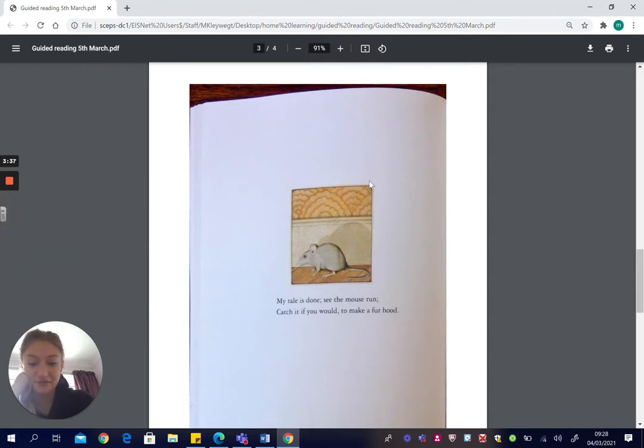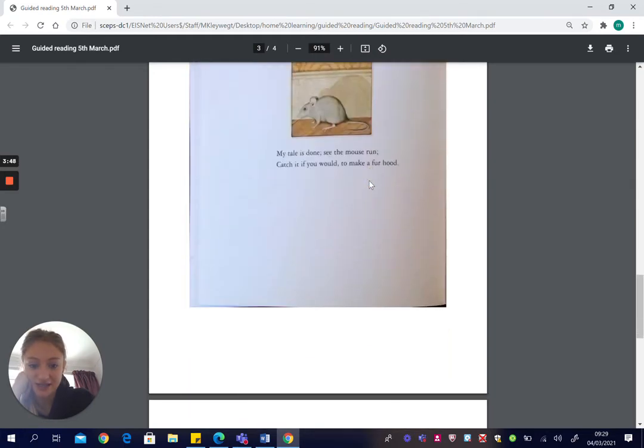So this also represents the idea that there's going to be another story. So my tale is done, see the mouse run. The mouse is running from tale to tale. Okay, so now I'm going to explain the tasks for you.